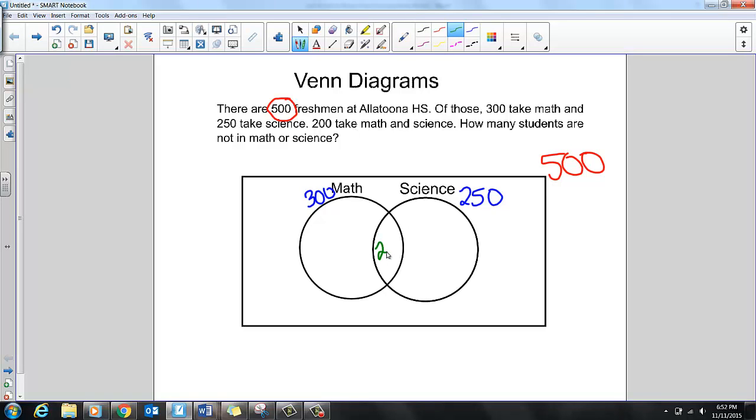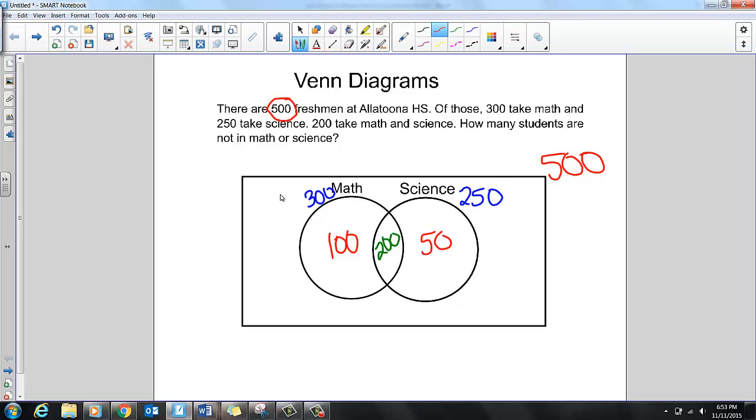So let's get 200 in there. All right. Now that is part of math and it is part of the science. So we need to determine what does this value need to be in order to make this whole circle 300? Well, we should see that that should be 100 because 100 and 200, those add up to 300, so I'm good on math. And then 200 plus some number will give me 250. So that gives me 50.